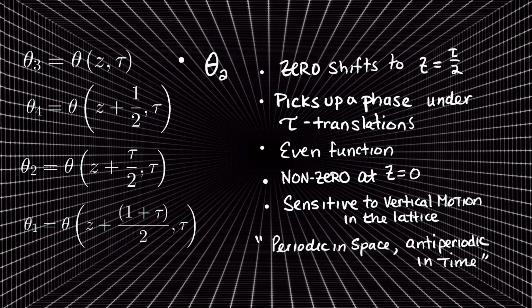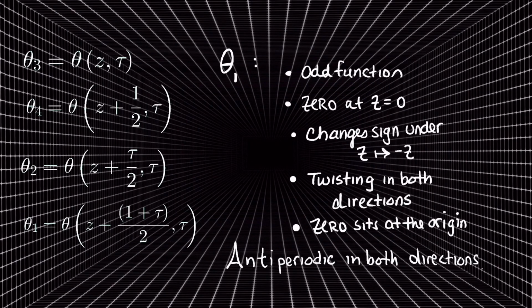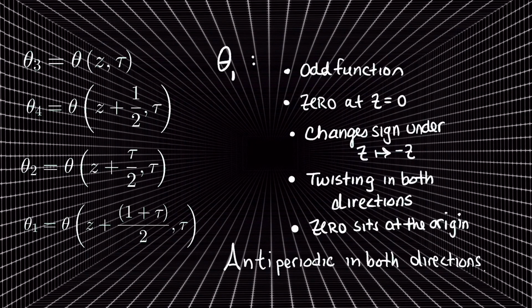It's anti-periodic in space and periodic in time. For theta 2, the 0 shifts to tau over 2, picks up a phase factor as a tau translation, is an even function, non-zero at z equals 0, and it is sensitive to vertical motion in the lattice. Periodic in space, but anti-periodic in time. And finally, theta 1, which is our odd function, has a 0 at z equals 0 and changes sign under z going to negative z. It twists in both directions and sits at the origin as 0, so it is anti-periodic in both directions.